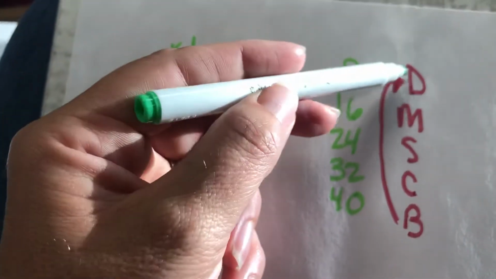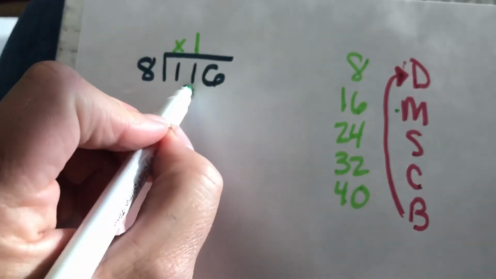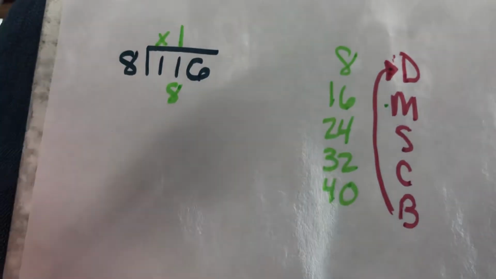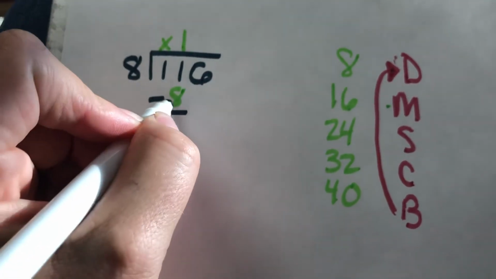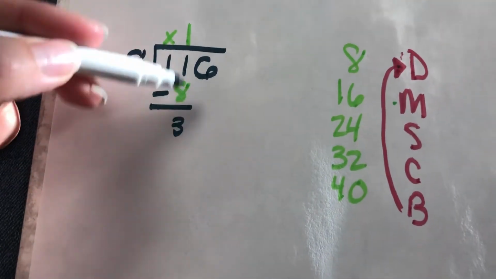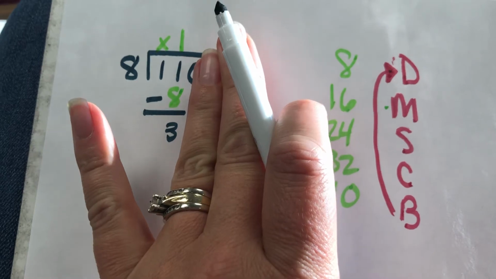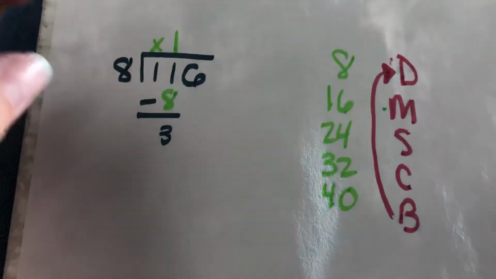Okay, next step, divide, multiply. What is 1 group of 8? 1 times 8 is 8. Next step, subtract. 11 minus 8 is 3. I'm keeping it lined up because I'm talking about tens right now. So I'm just doing my 11 tens minus 8 tens is 3 tens. Notice everything's in line, okay?